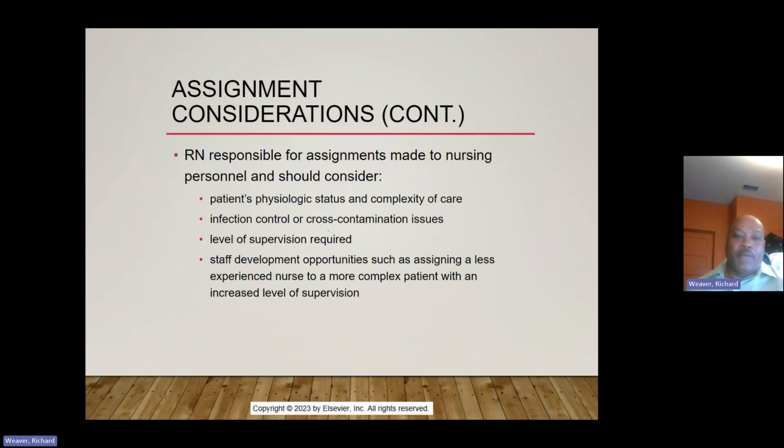All right. There's also infection control to consider. To what extent are isolation procedures required? There are some patients, because of the infectious disease that they have, where donning all the PPE and what have you is very time consuming. Also, which patients could be adversely affected as a result of cross-contamination, right?